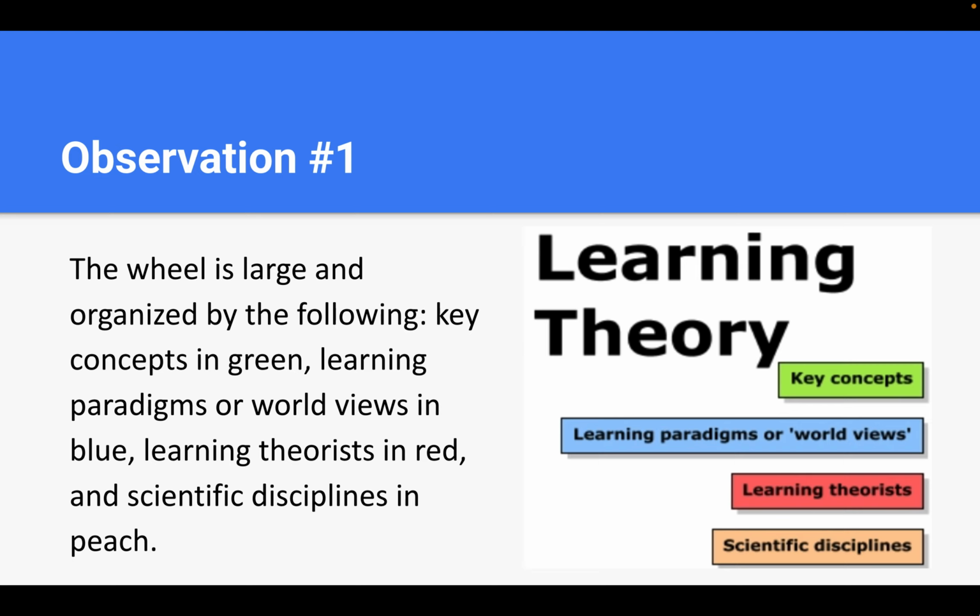Observation number 1. The wheel is quite large and organized by the following. Key concepts are in green, learning paradigms or worldviews are in blue, learning theorists, the people and the organizations, are recognized in red, and scientific disciplines are in peach.